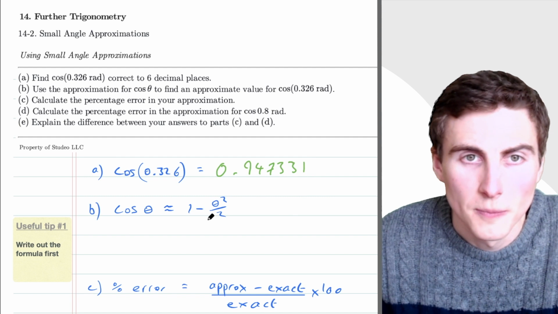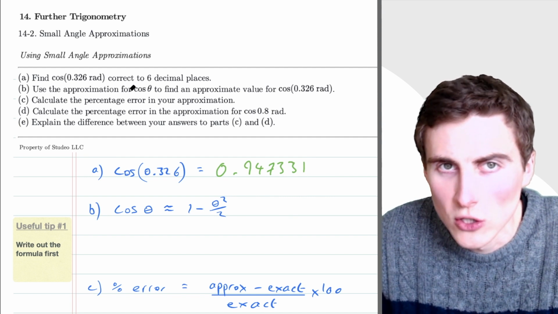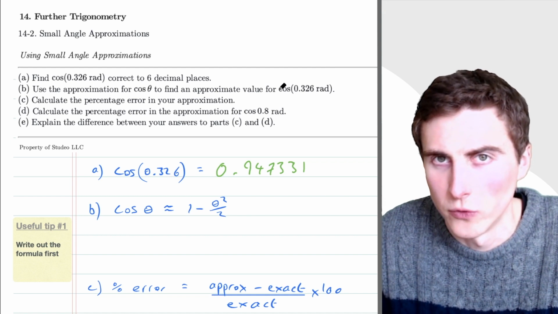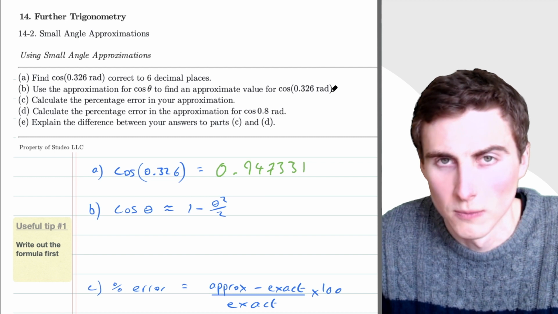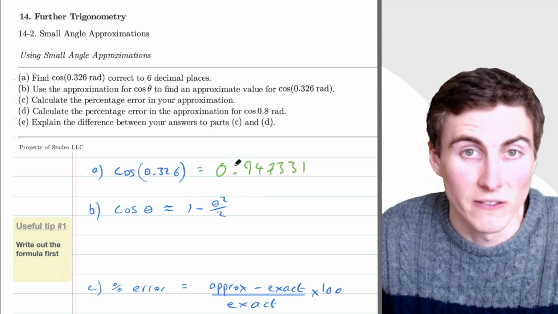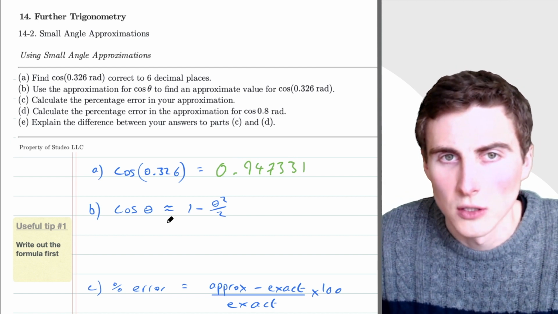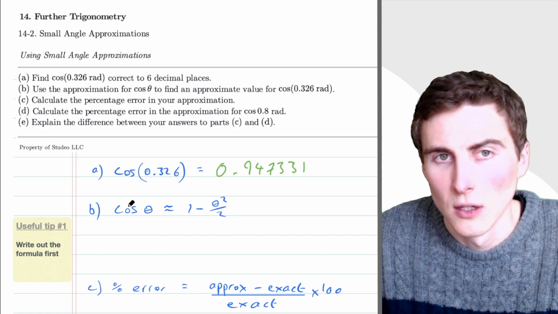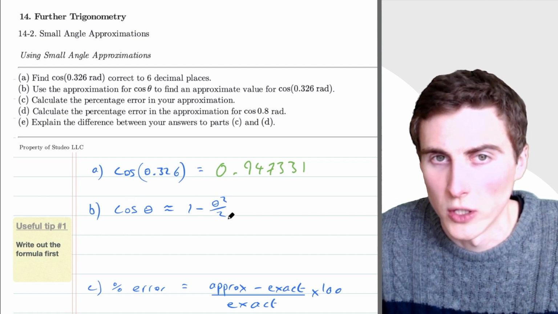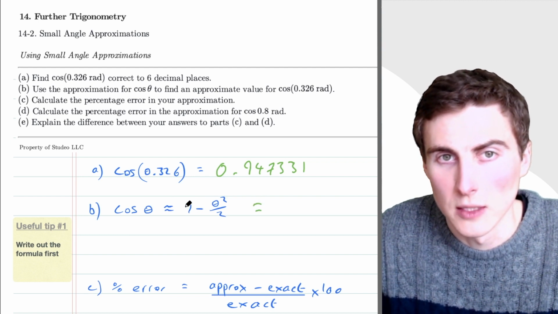Then the next bit here, we have B, which says use the approximation for cos theta to find an approximate value for cos of 0.326 radians. So this one that we found just now, that should have been the exact value. We're actually using the cos function. But when we use the approximation, we're using this thing here. Remember, we know that cos theta approximates to 1 minus theta squared over 2. So all we do is plug that in.